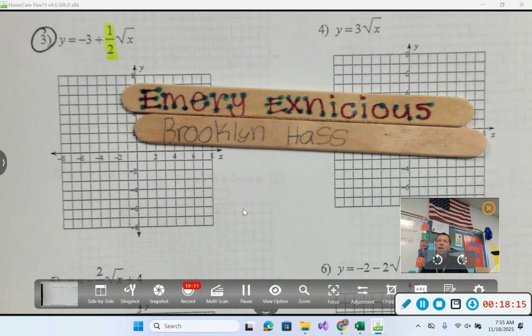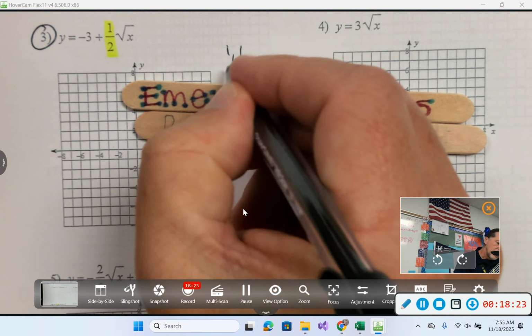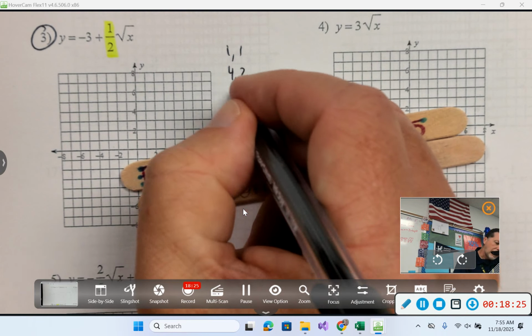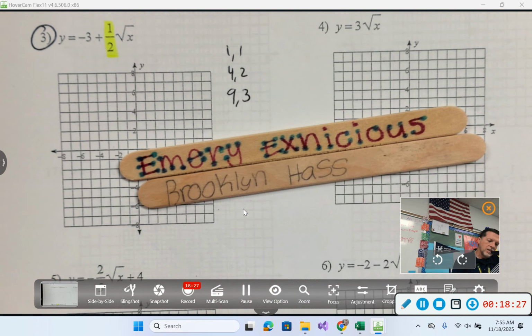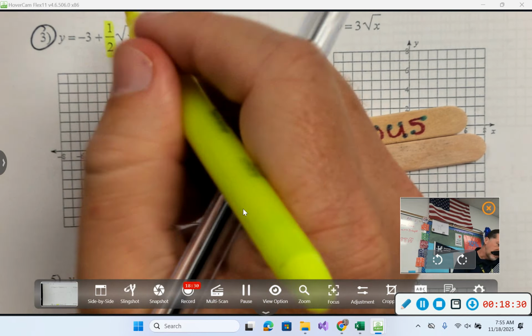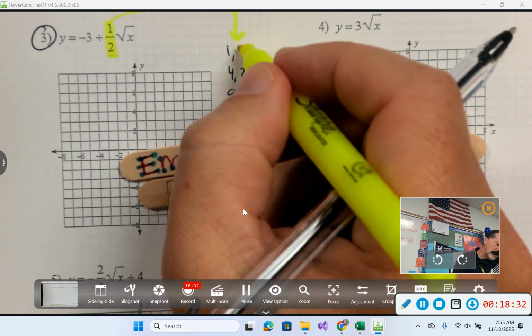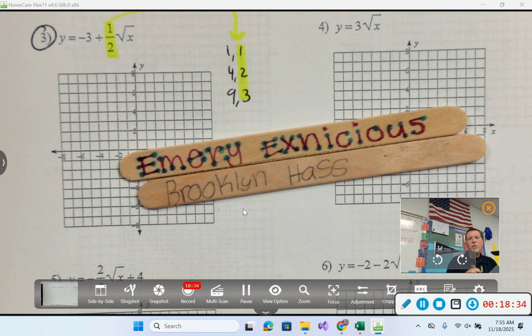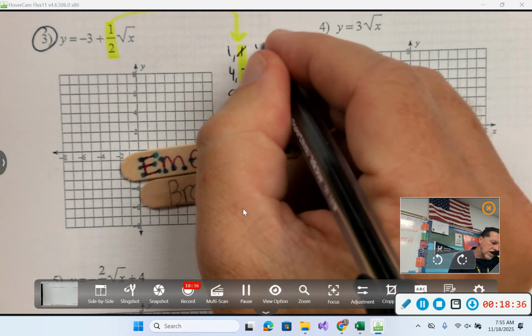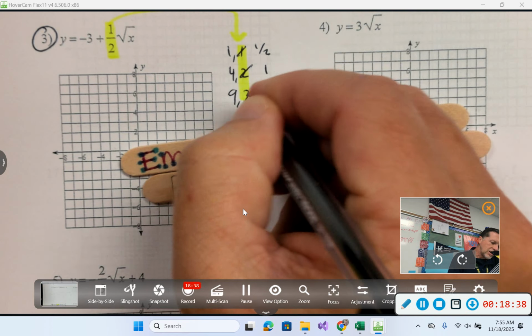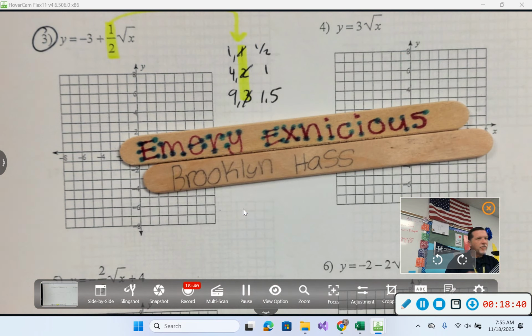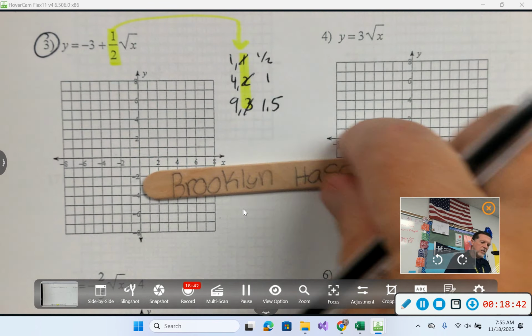So what's the 1/2 multiplier do? It changes the 1, 1, 4, 2. Yeah. What does it do to them? The y values, right? Perfect. Yes. So that will accomplish a squish, I guess. Multiplying by a half. 1/2, 1, 1.5. So this will be a squished square root.